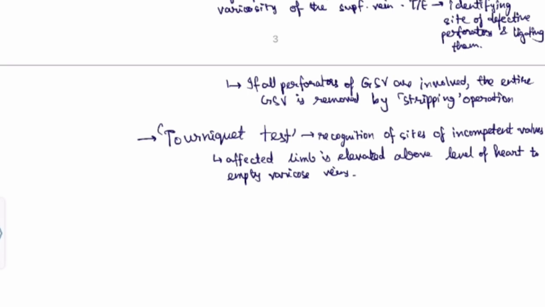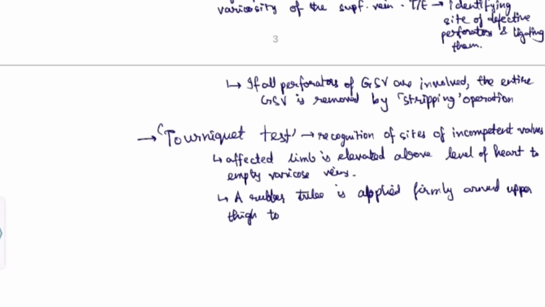A rubber tubing or tourniquet is applied firmly around the upper thigh to occlude the GSV but not the FV, the femoral vein. The patient is now told to stand. Now allowed to stand up.